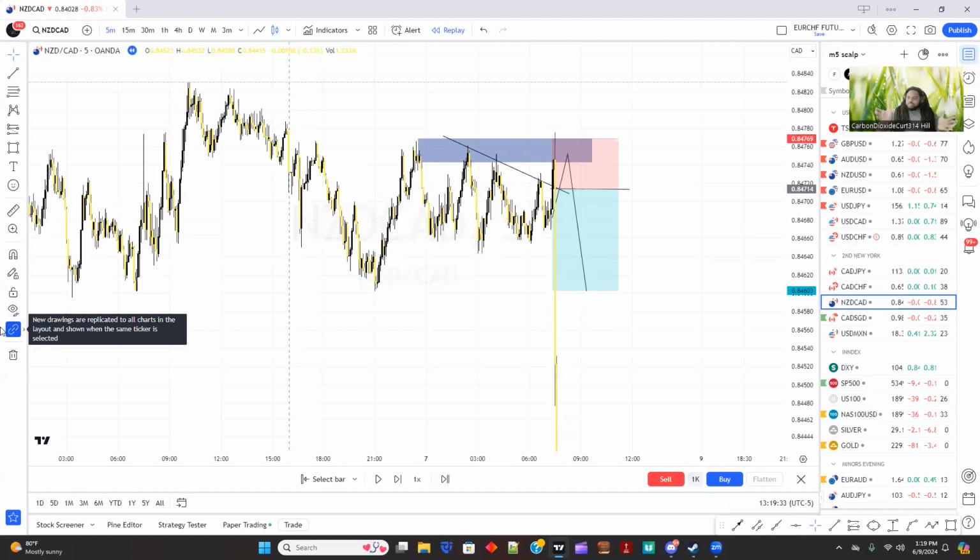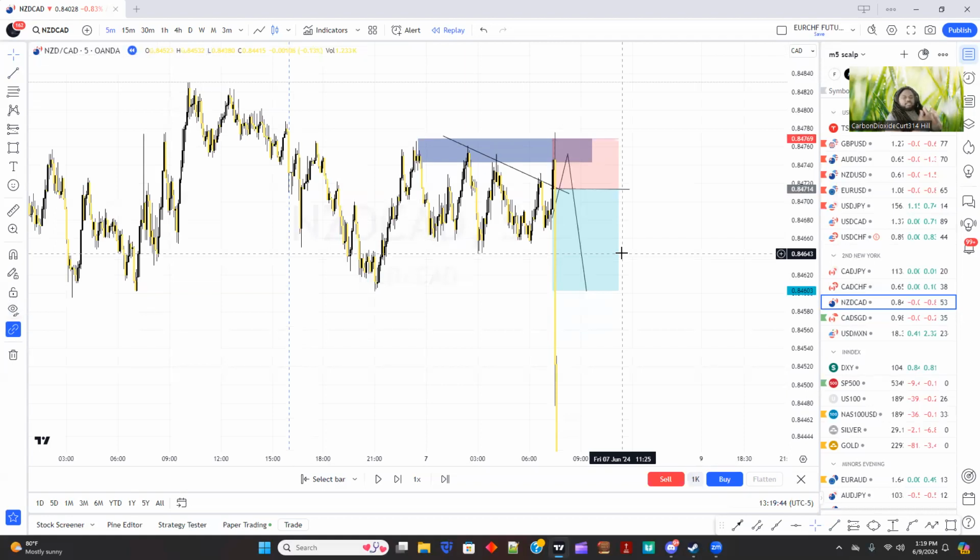Now, there's going to be days when there is a reversal. Those days, you're going to have to adjust. But you'll be able to take trades like this if you were paying attention.